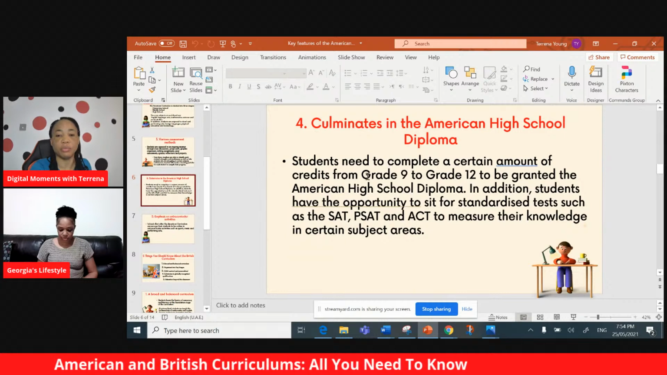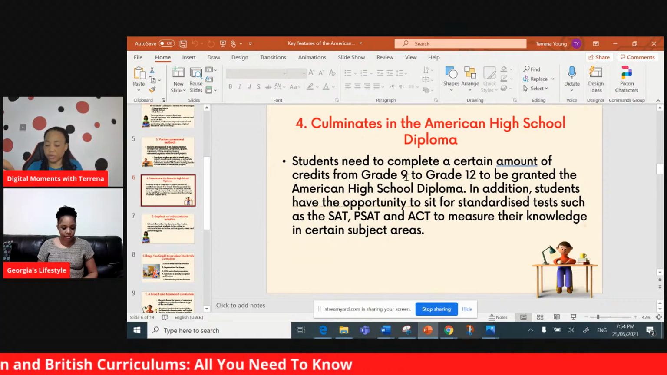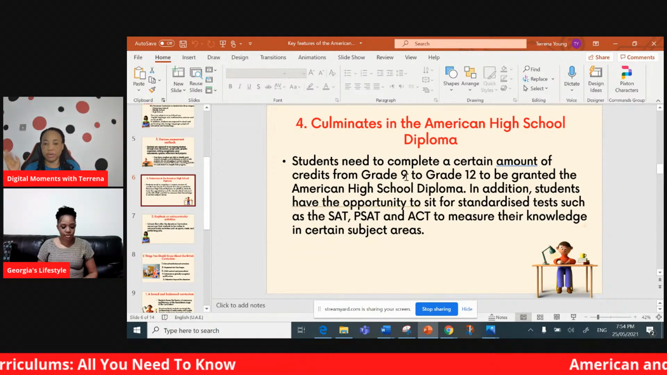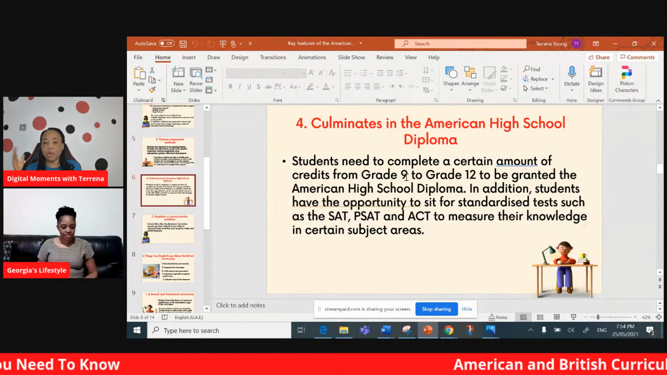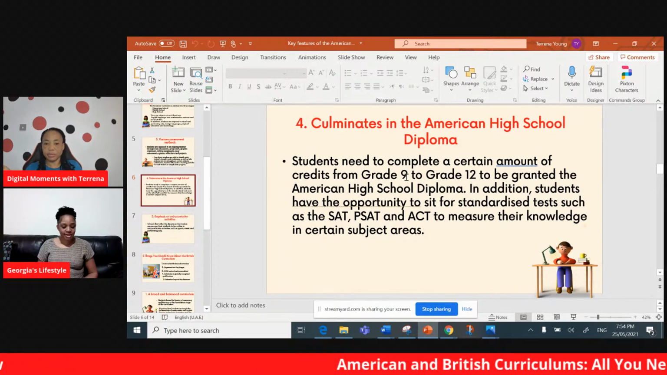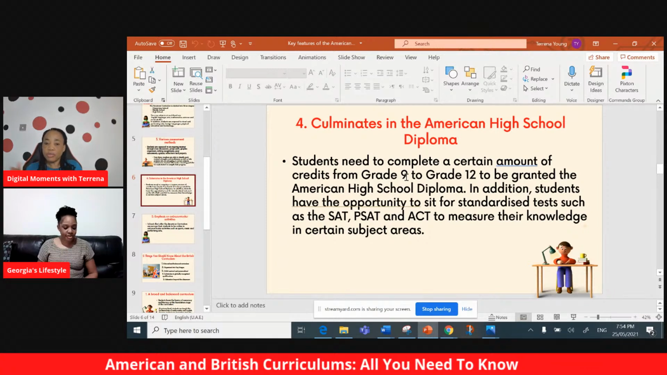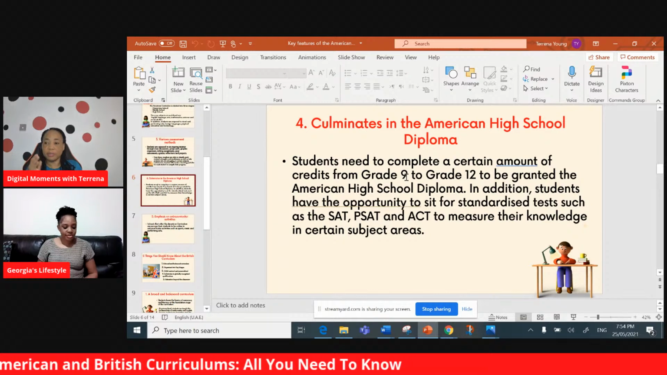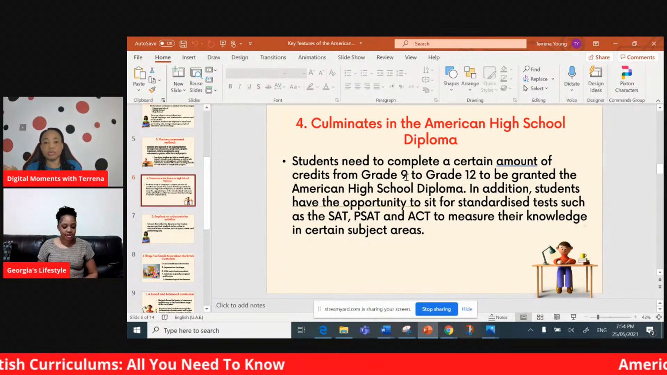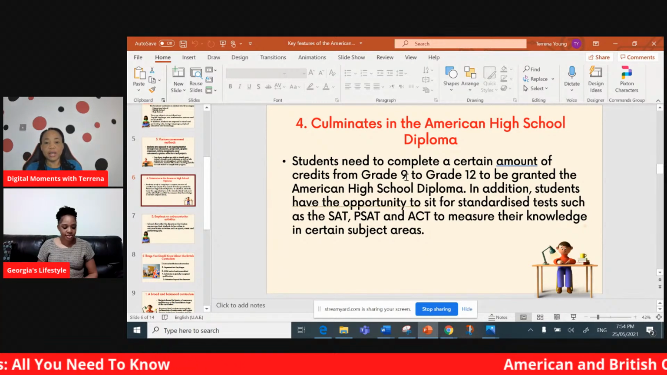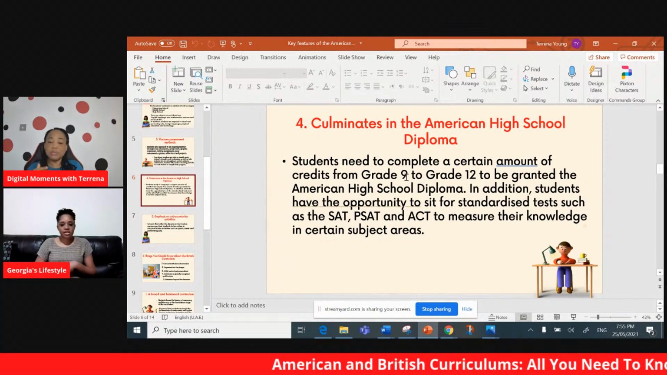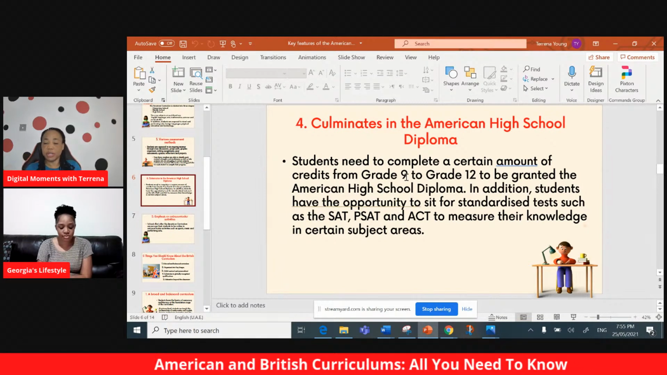And with even the naming of the grades, grade 9, grade 1, that's elementary. But because of the American curriculum, it goes all the way up through kindergarten, elementary, middle school, and high school. They just keep the grades going.